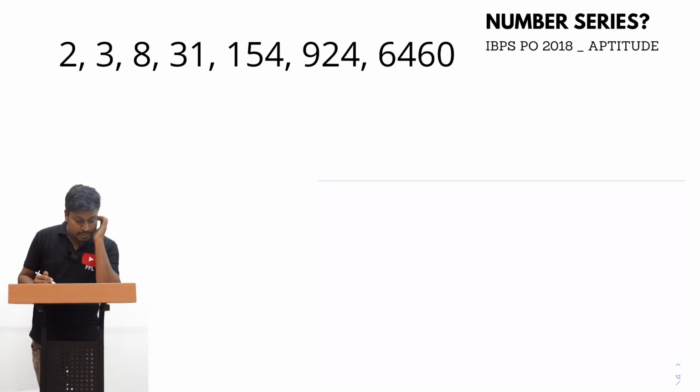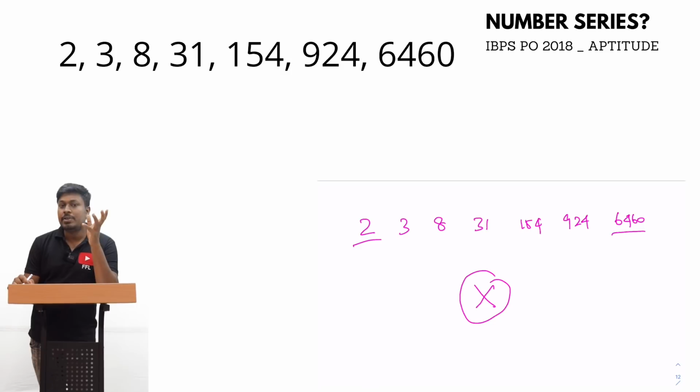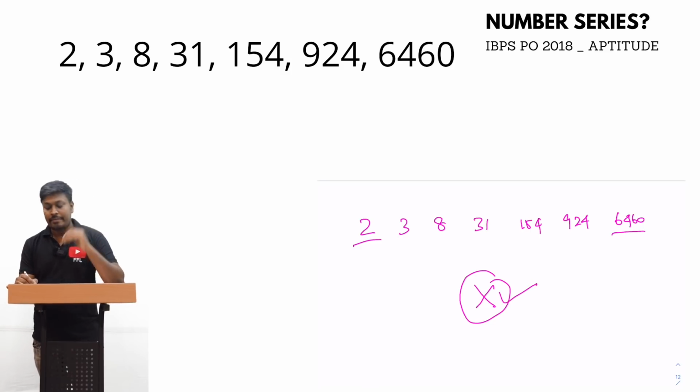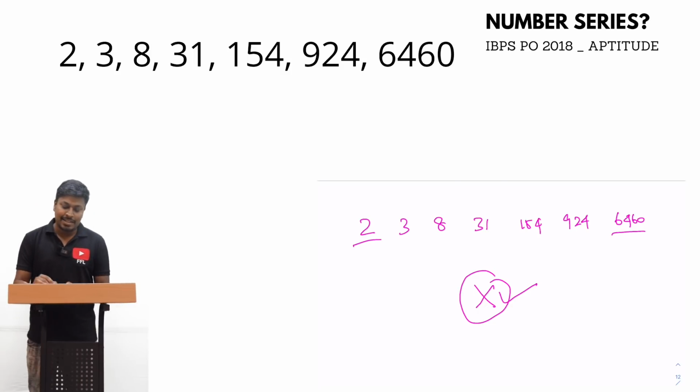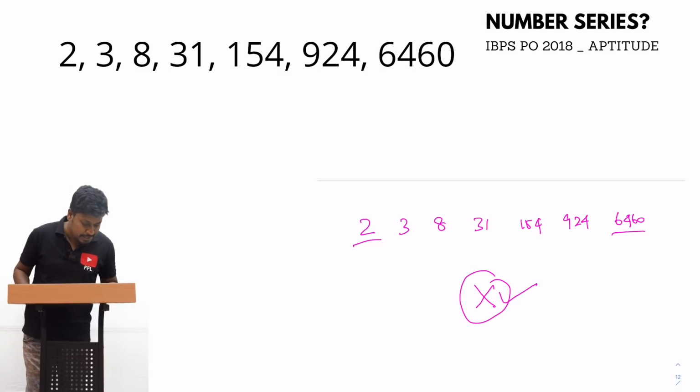So second question: 2, 3, 8, 31, 154, 9, 24, 6460. When you just see here, the starting number is 2, right? And the ending number is how much? 6460. Definitely multiplication is the main operator they have used. The main operator should be multiplication, then they can use addition, subtraction, anything, but the main operator I think they have used will be multiplication. Only then it starts from 2 and ends with 6000, after they have added some number. So initially we have found that.